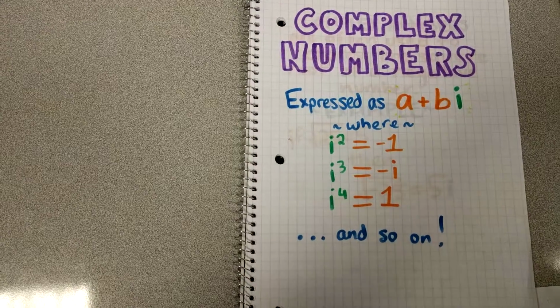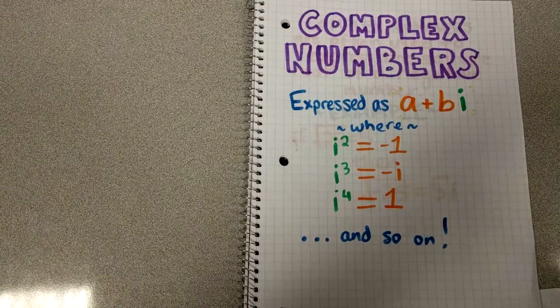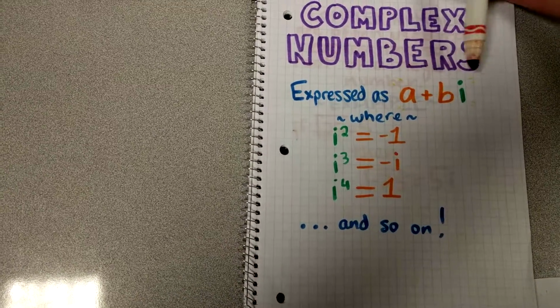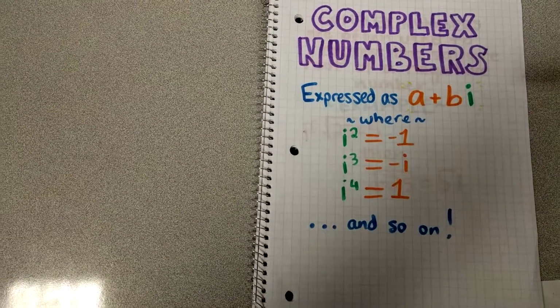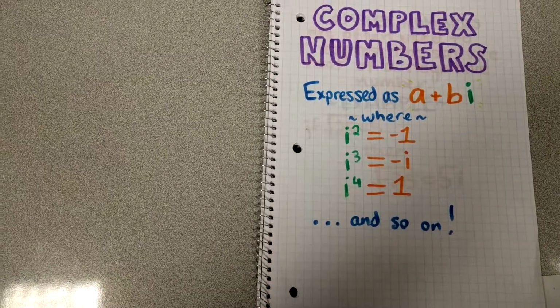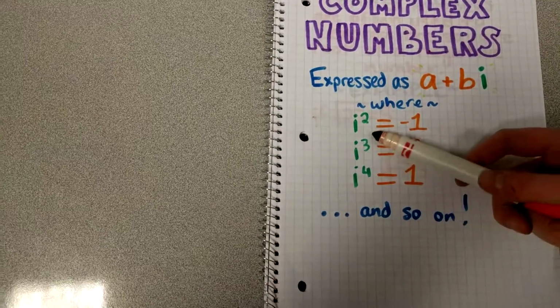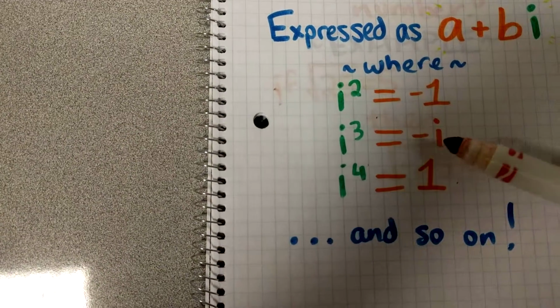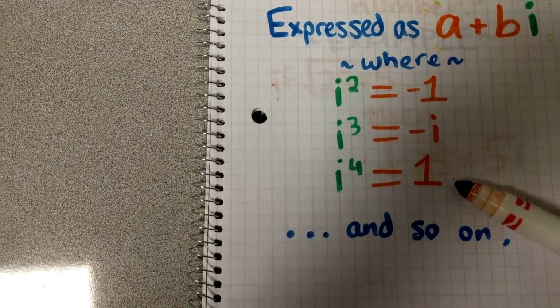So this is a video on complex numbers. Complex numbers are numbers that are expressed in the form a plus bi, with i being a theoretical number that satisfies the following equations, such as i squared equals -1, i to the third power equals -i, i to the fourth equaling +1, and so on with that pattern.